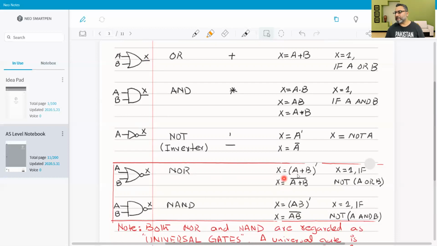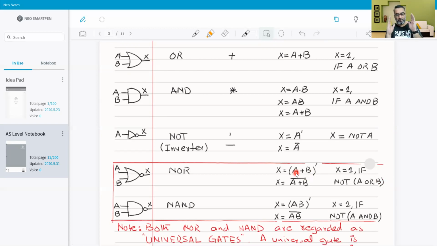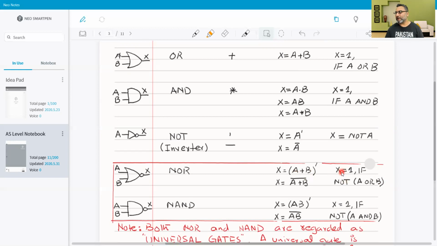So you may write it like this: A plus B whole not, or A plus B whole bar. So this is not OR. How do we write it in Boolean form? X is equal to 1 if not A or B. You need to remember that if the not is over the whole expression in Boolean form, we have to put it first and then use brackets. So as you can see, X is equal to 1 if not A or B inside brackets. This not applies over the whole output coming out of the brackets.